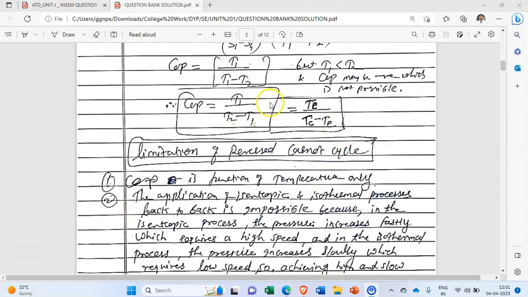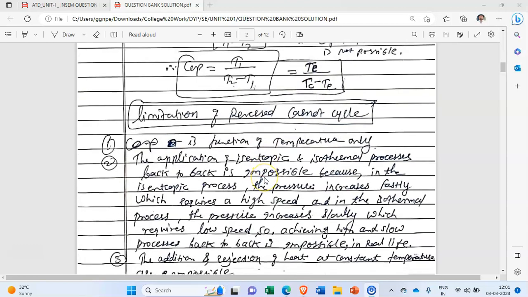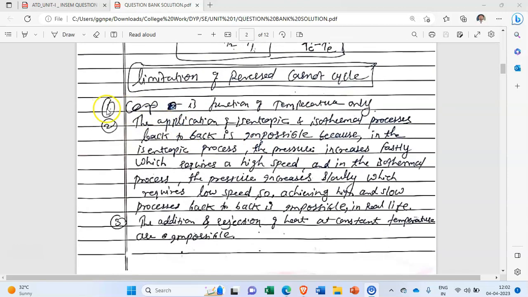Now if you see this particular COP equation, it includes only temperatures, that is, evaporator temperature and condenser temperature. That means this equation indicates that COP depends only upon evaporator temperature and condenser temperature. This is one limitation here actually. So this is the first limitation: COP is a function of temperature only.